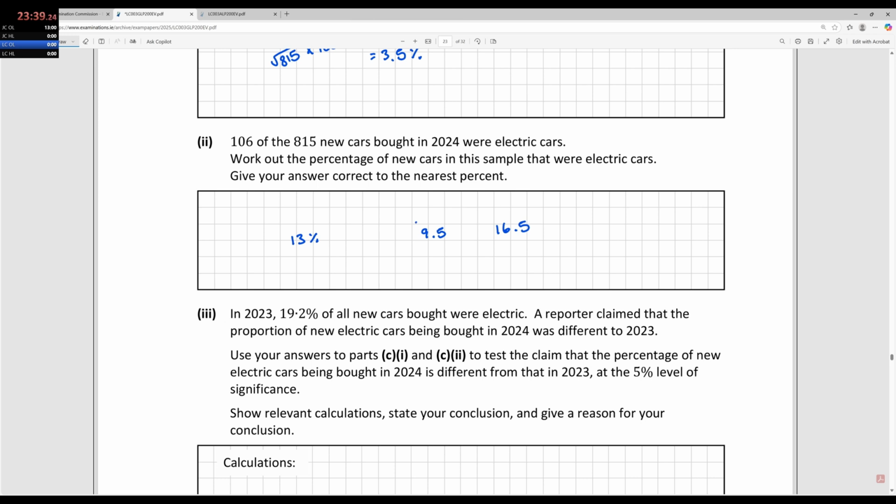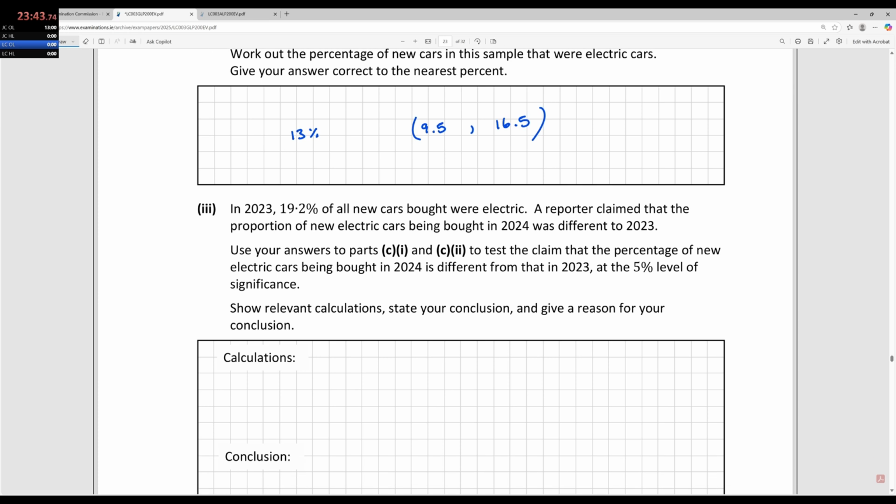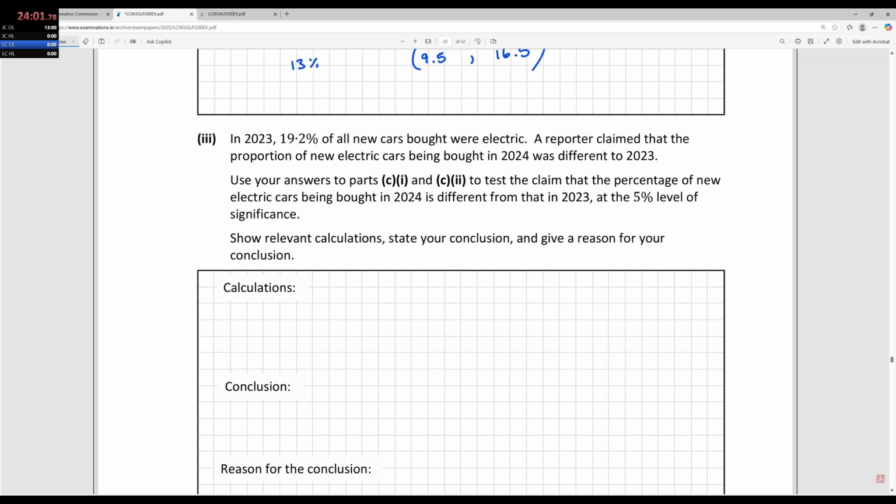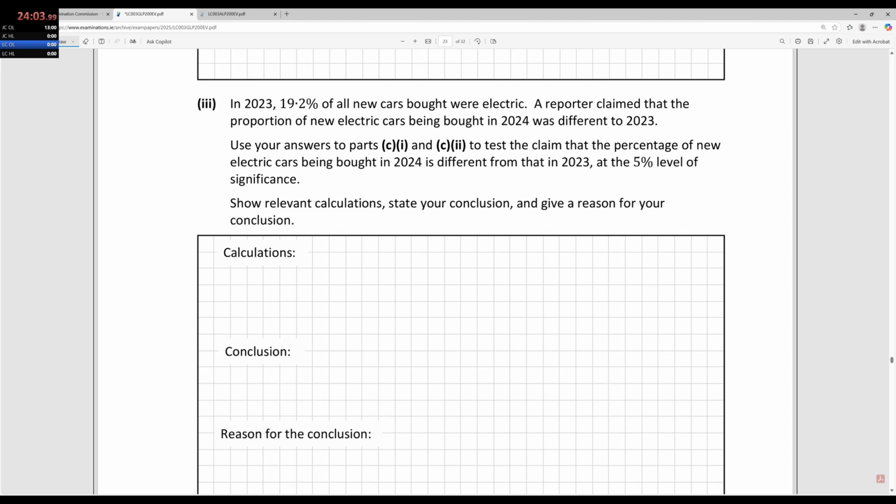Would they do that in ordinary level like this, maybe? I don't know. 19.2% of all the cars bought were electric. A reporter claimed that the proportion of new electric cars being bought in 2024 was different to 2023. Use your answers from above. We can say that he actually might be onto something, because 19.2 is far outside the numbers that we have. We've said between 9.5 and 16.5, so 19.2 is way out, so something must have changed, and it's not that they're just close enough. So the calculations would be, here they wanted you, I suppose, to do the 9.5 and the 16.5%.